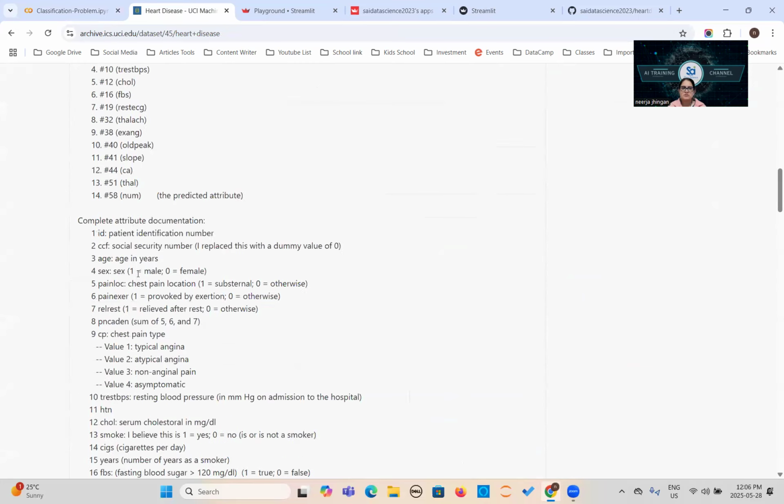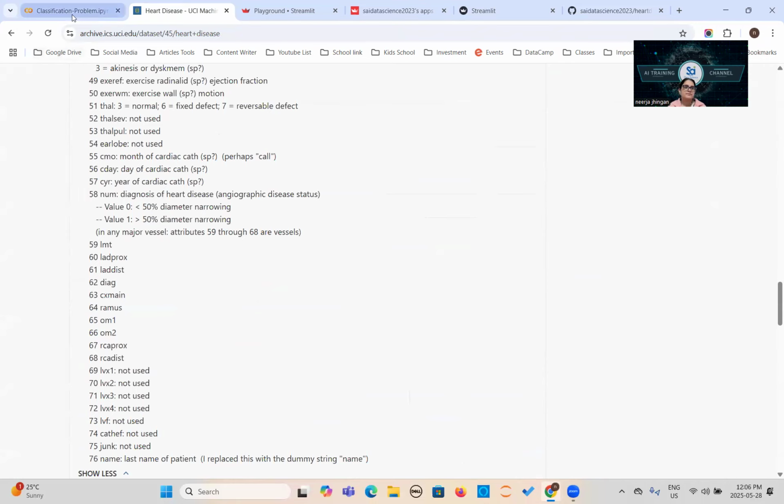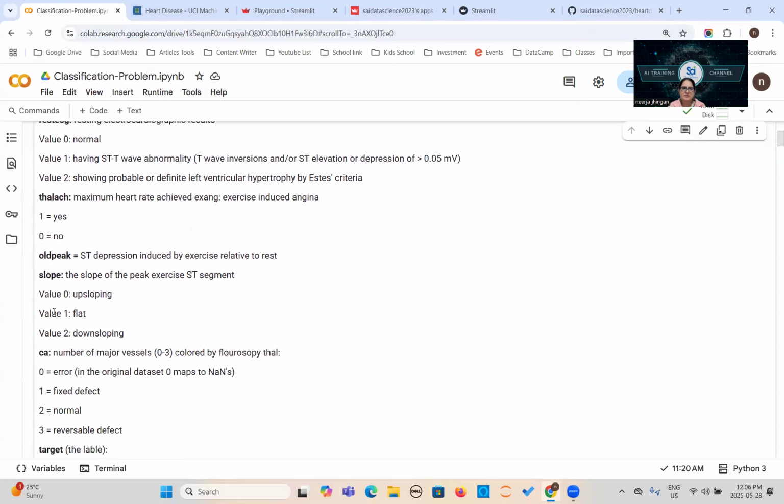Okay, so it is telling about all the features. What does it mean? Okay, and then this is the cholesterol level. This is fasting blood sugar. This is your resting electrocardiographic results. Okay, this is the maximum heart rate achieved, and exercise induced angina. Okay, thalach.